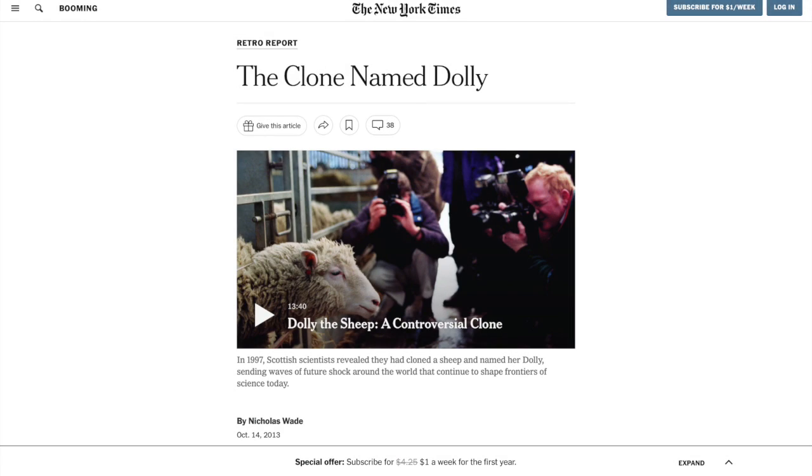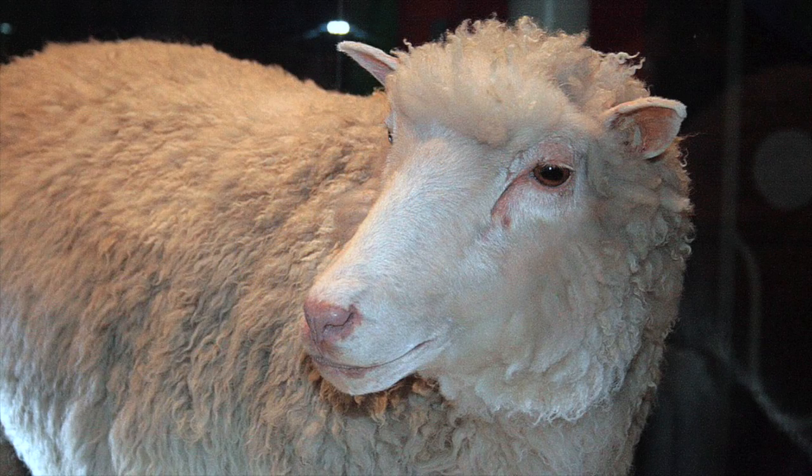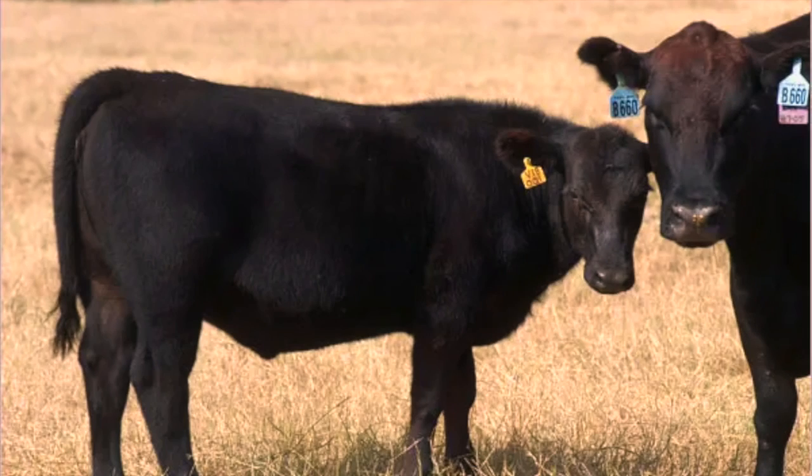In 1996, Dolly the sheep was cloned from an adult cell and is the world's first cloned mammal. It showed the scientific community and the people around the world that animals can be cloned, and maybe even humans. Since then, many animals have been cloned, from cows to rats.